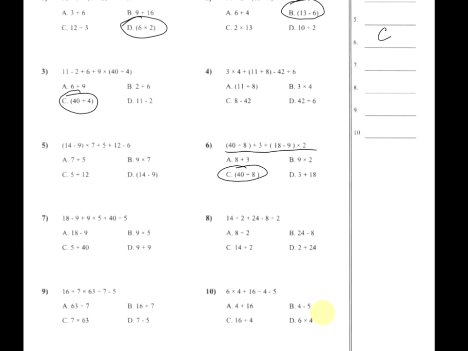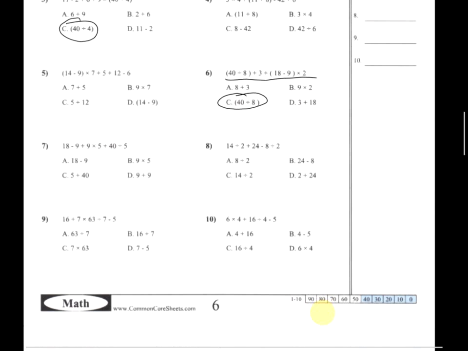Okay? Now, let's look at 7. 7 says 18 minus 9 plus 9 times 5 plus 40 divided by 5. Okay? Who has the answer? Quade. You don't need to look back. It's right here. Which one do you think I do first? A, B, C, or D?